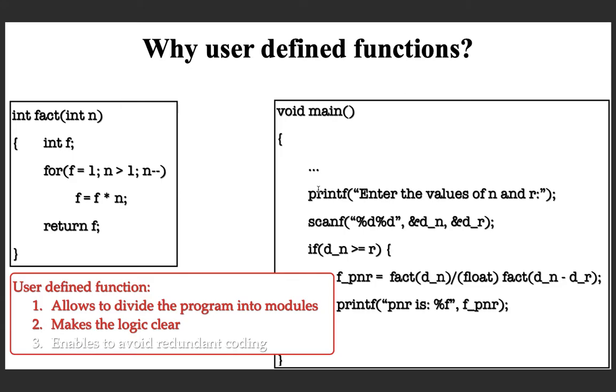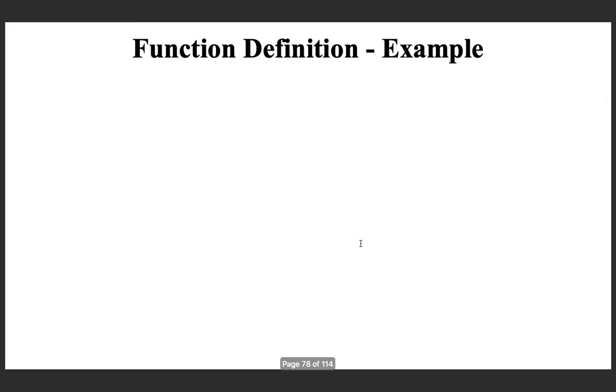But assume you are not having this function and you have used the for loop twice in this code, then it may not be that readable. And also, it enables us to avoid redundant coding. Suppose this function is not there, then the code to find the factorial must be repeated twice for this particular requirement. These are some example applications that you can see.